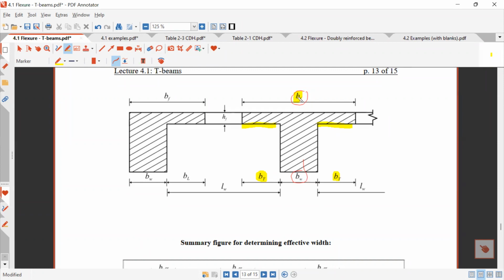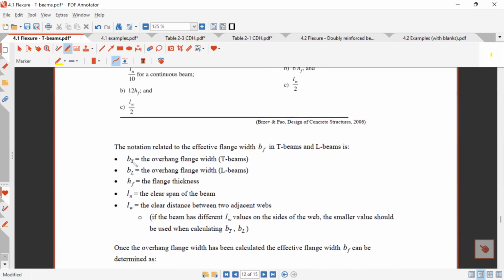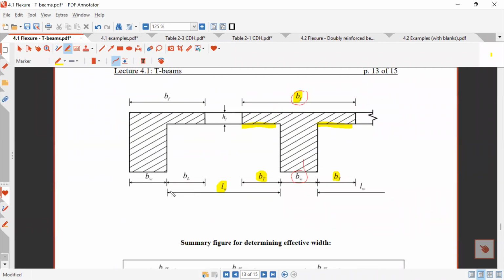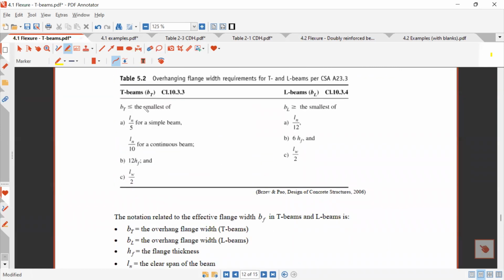And then if we know BW, we can determine BF. So here we have to go to this table. We have to know what all these things are. BT is the overhang flange width. HF is the flange thickness. LN is the clear span of the beam. LW is the clear distance between two adjacent webs, so that's this clear distance here. If I know all this information, I can use these equations to determine BT.